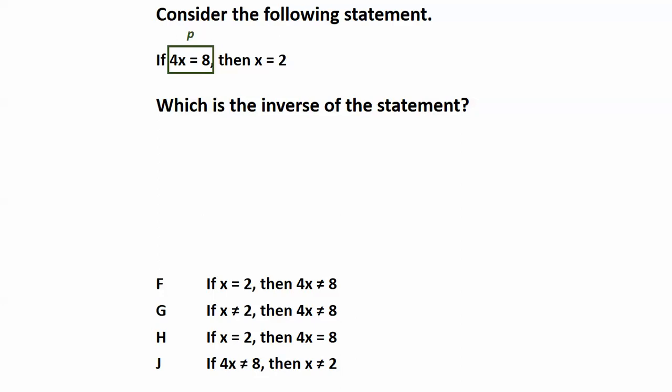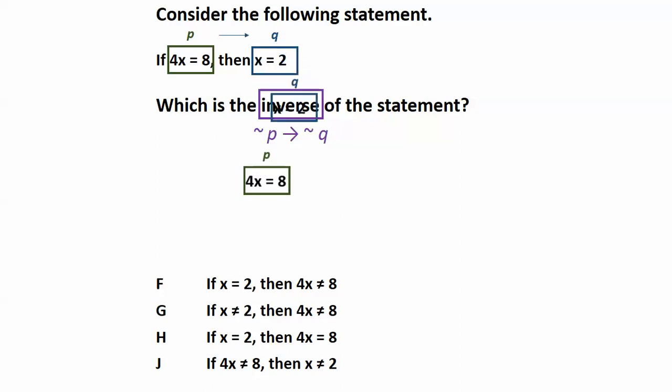Our P in our given statement is 4x equals 8. Then our Q is x equals 2. To write our inverse, we know that it's going to be not P, then not Q. So we'll take our P and make it not P. And we'll take our Q and make it not Q. 4x equals 8 becomes 4x does not equal 8. X equals 2 becomes x does not equal 2.